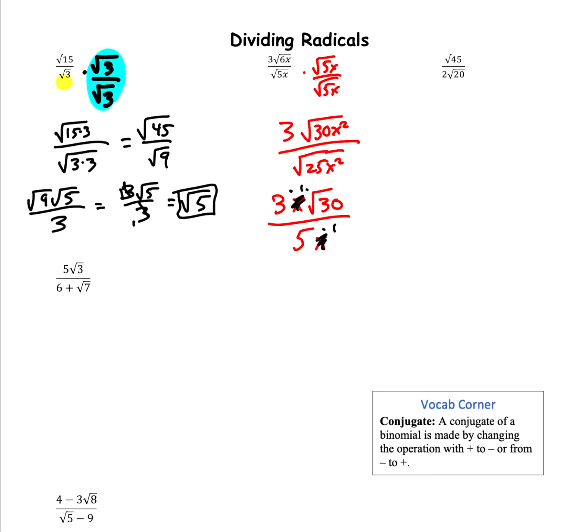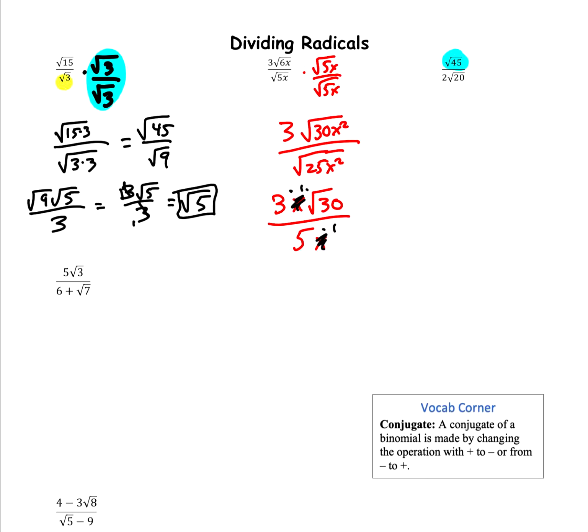We want to simplify the radicals if we can, so we are working with smaller numbers. So I'm going to first look at the numerator. We have radical 45 here. So I'm going to simplify radical 45 into radical 9 radical 5, which is 3 radical 5. So that's what I'm going to write in my numerator now. It's going to be 3 radical 5 over 2.